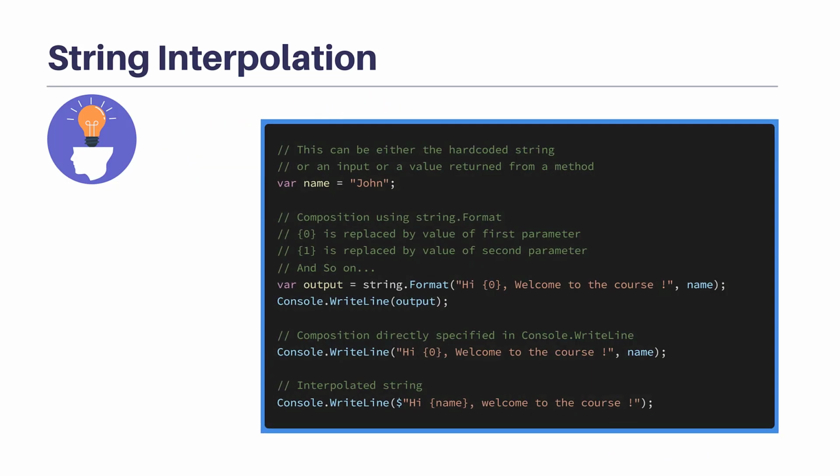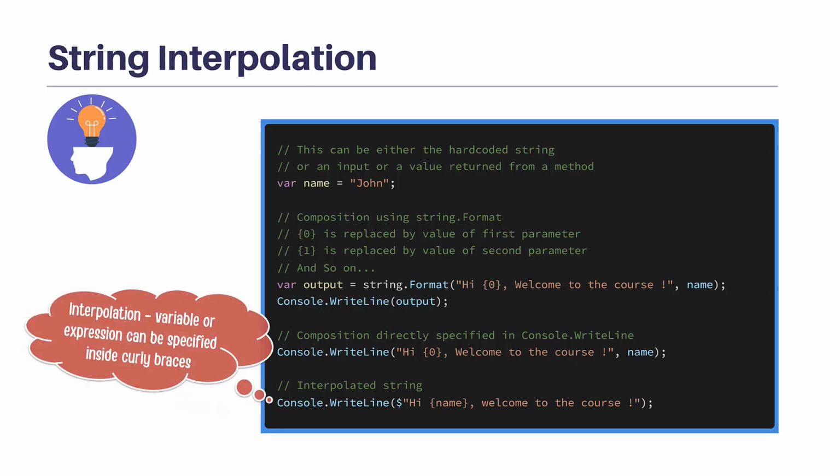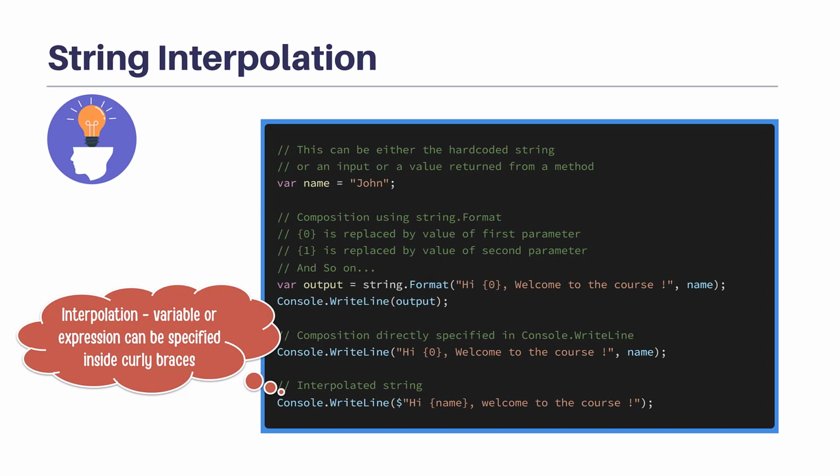For example, the last line in this code snippet is a Console.Write line to print some data on the console. While printing the data on the console, instead of using composite formatting, it uses string interpolation. And that's why the string literal is prefixed with a $ sign. In the string literal, the variable is specified inside the curly brackets. When we run the program, the curly brackets and the variable itself will be replaced by the actual value of the variable.